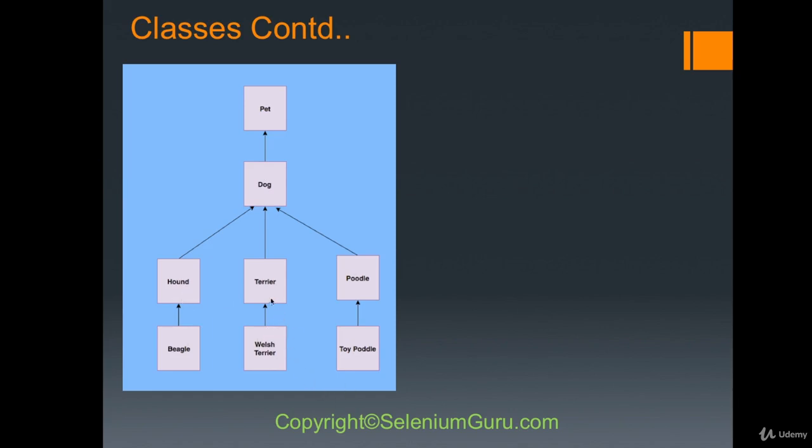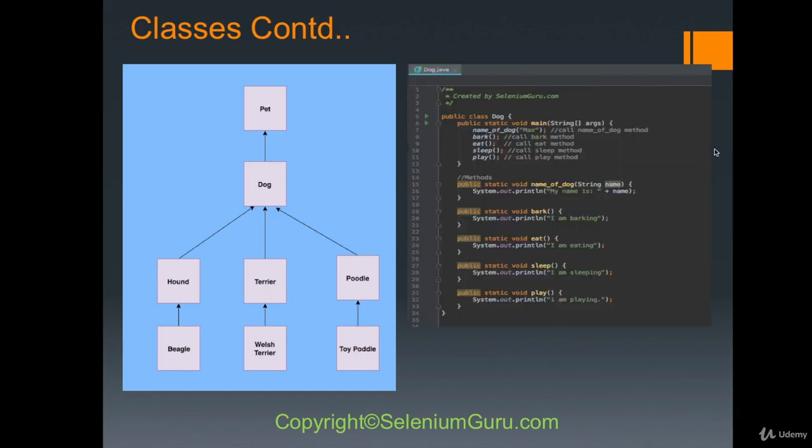Welsh Terrier is the child class of Terrier. Toy Poodle is the child class of Poodle. So now if you create a Java class, what does it look like? I think you might already know how you can create a class, right?